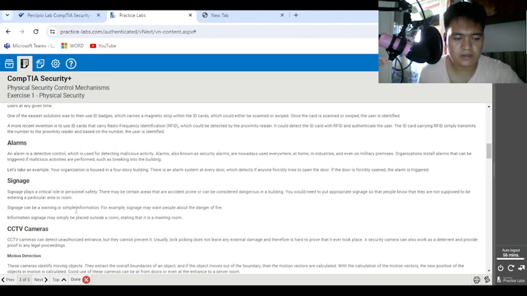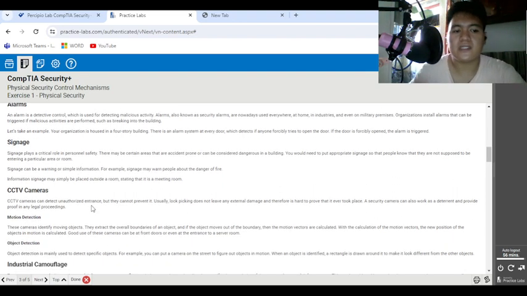Signage can be a warning or simple information. For example, signage may warn people about the danger of fire. CCTV cameras detect unauthorized entrance by key and prevent it. Lockpicking does not leave any external data, therefore it is hard to prove that it ever took place. Security cameras can also be a deterrent and provide proof in any legal proceedings.